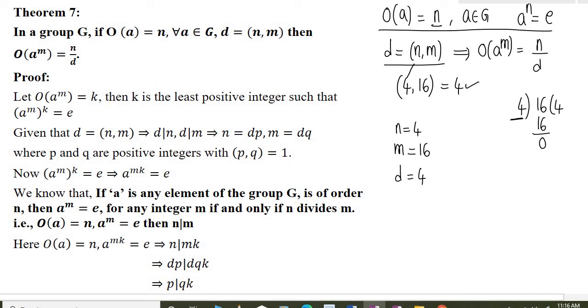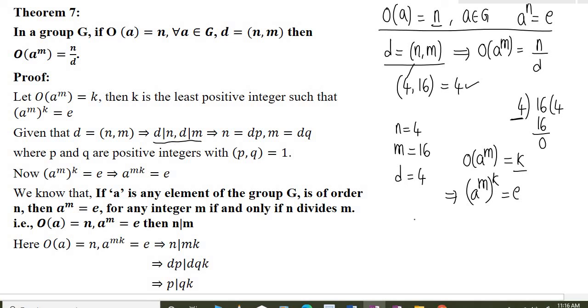Okay, observe order of A power m equal to k. We have taken order of A power m is k. That means k is the least positive integer such that A power m whole power k is equal to E. So, A power m whole power k equal to E. And also given that D equal to GCD of n comma m. So, whenever this is true, they are saying this is also true.